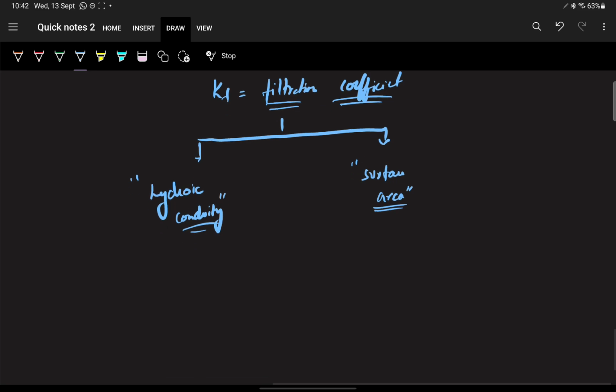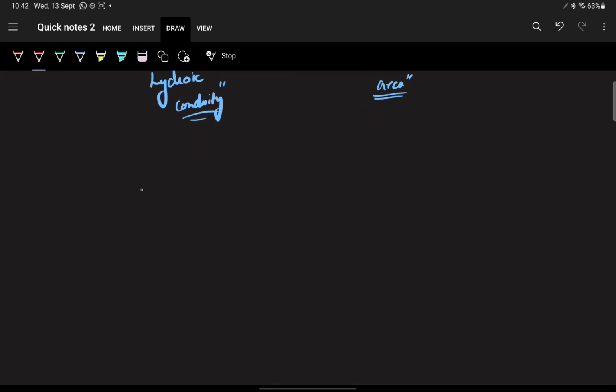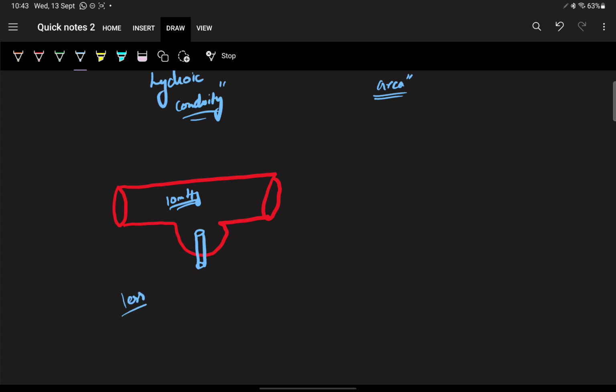Now what is meant by hydraulic conductivity? So here is the afferent arteriole, capillaries, and the efferent arteriole. Now the net filtration pressure was 10 mmHg. Now imagine I keep a pipe here, which is a very narrow pipe. Do you think the permeability will be more or less? Obviously the permeability will be less. So the filtration coefficient also can be less.